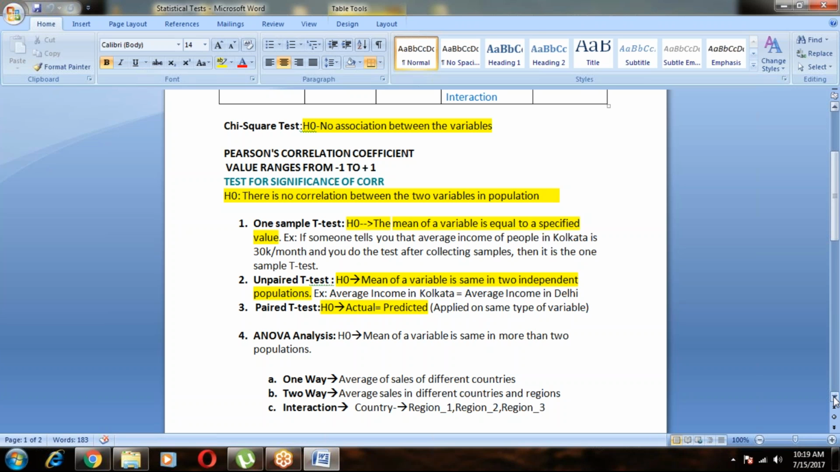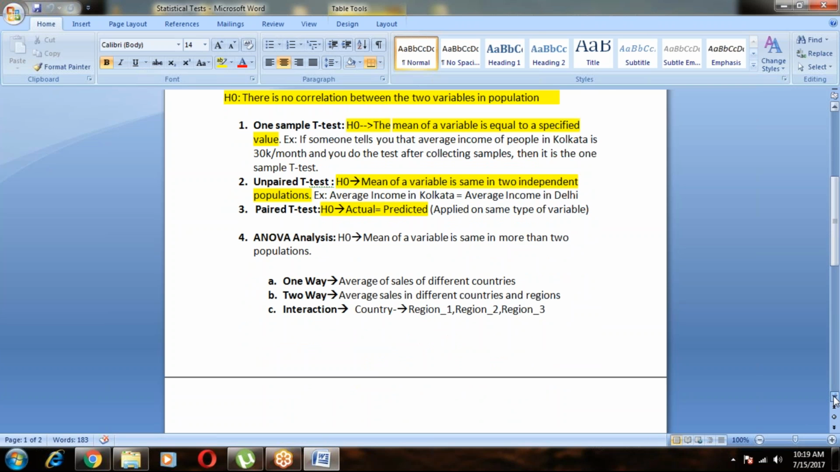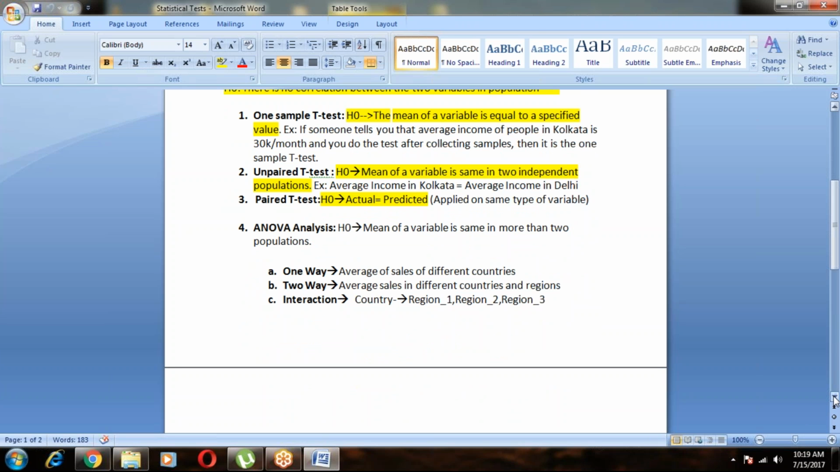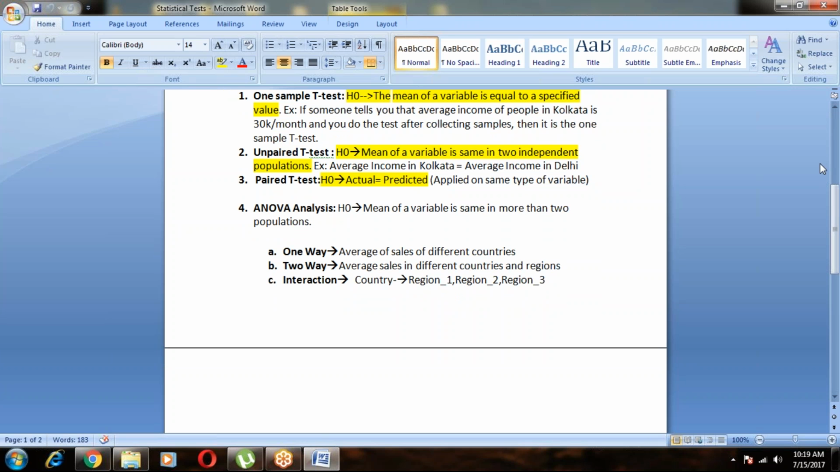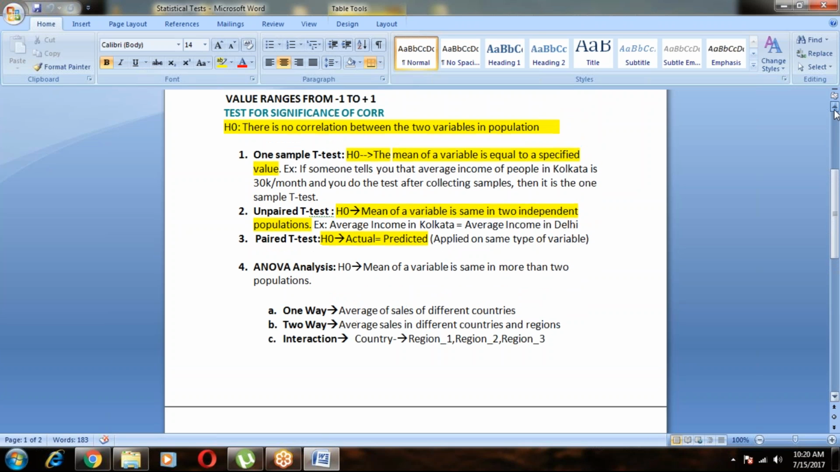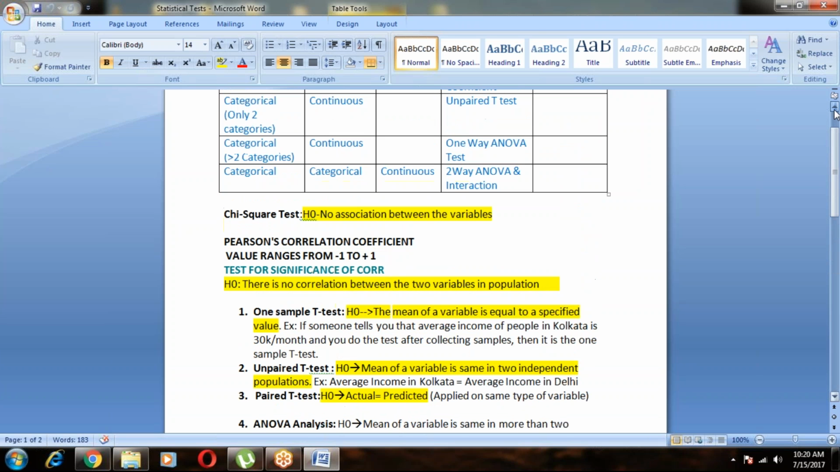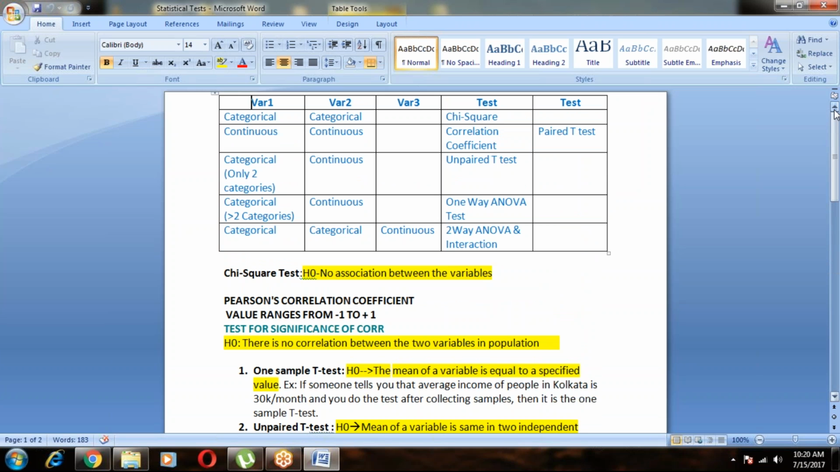ANOVA analysis we also did. One-way ANOVA is average sales in different countries and regions. And what is interaction? Country-wise, in region 1, region 2, region 3, there is an interaction. That part is called the interaction part of your ANOVA analysis. So this part is very important: what type of test we use in what situation. That is what the different statistical tests are all about.